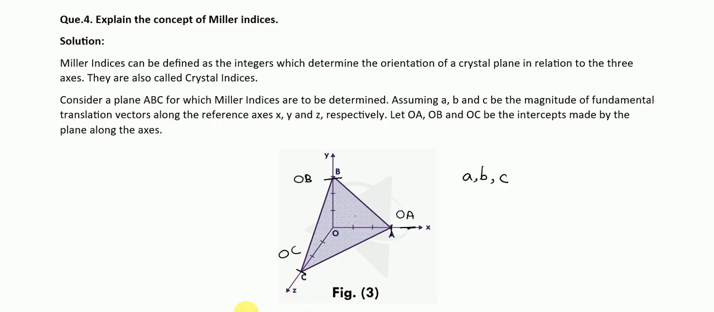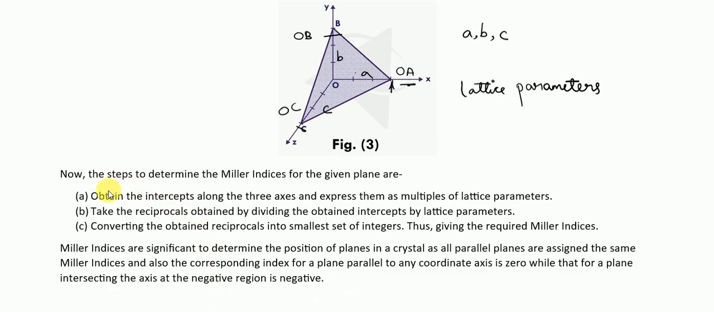a, b and c are the unit lengths along the x-axis, y-axis and z-axis, and they are known as the lattice parameters. And lattice parameters are basically the rulers for measuring the distance within the crystal. Now let's jump into the three steps to determine the Miller indices for plane ABC.